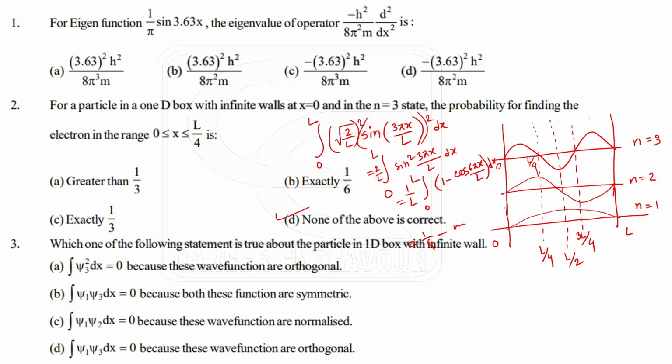Actually, the first part is correct, but the reasoning is wrong. Psi 1 belongs to n equals 1, no? Yes. And psi 3 is symmetric. Both are symmetric, but that is not the reason why it is 0. I mean, they are symmetric, obviously, but that is not the reason. It is 0 because they are orthogonal.